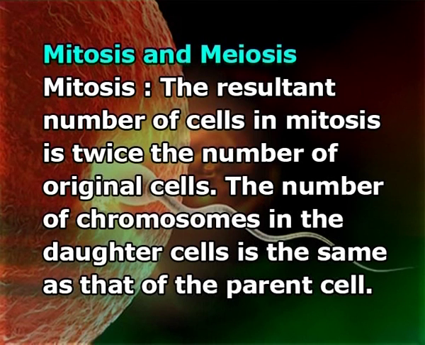Mitosis. The resultant number of cells in mitosis is twice the number of original cells. The number of chromosomes in the daughter cells is the same as that of the parent cell.